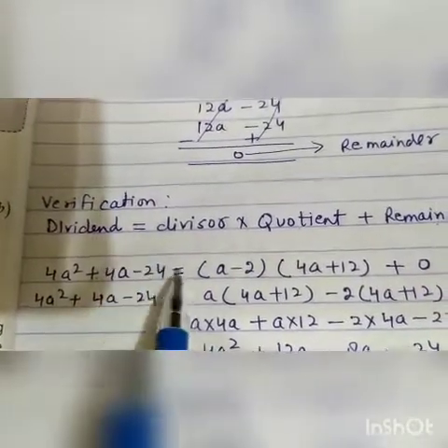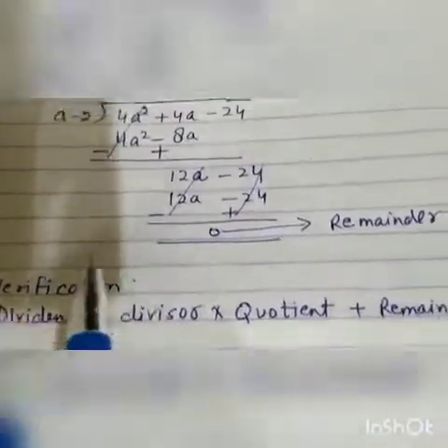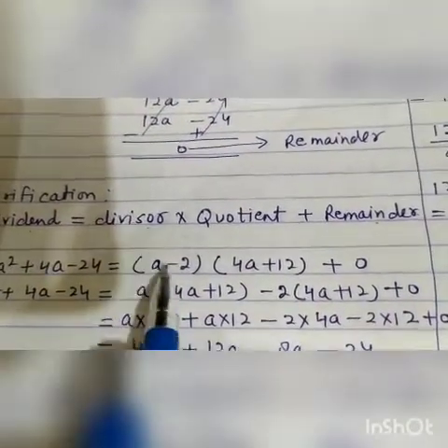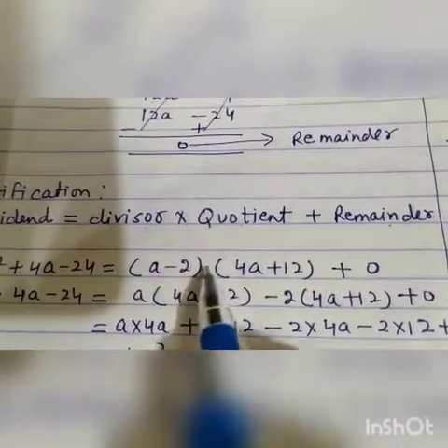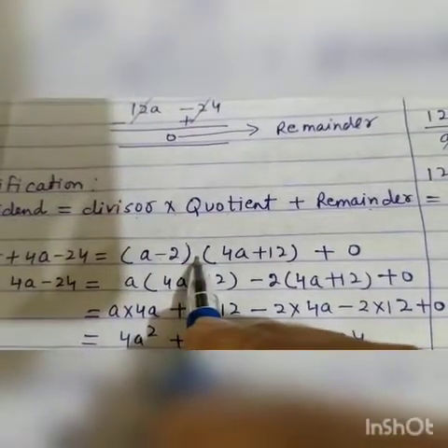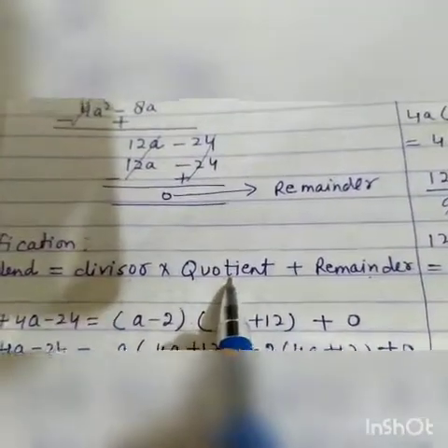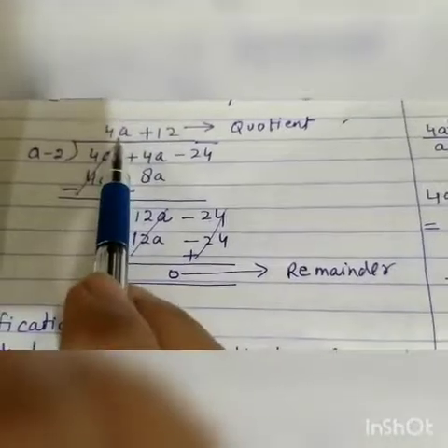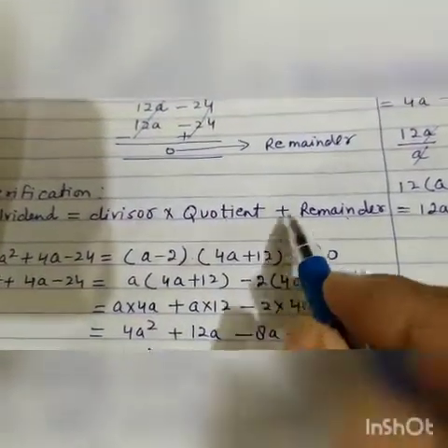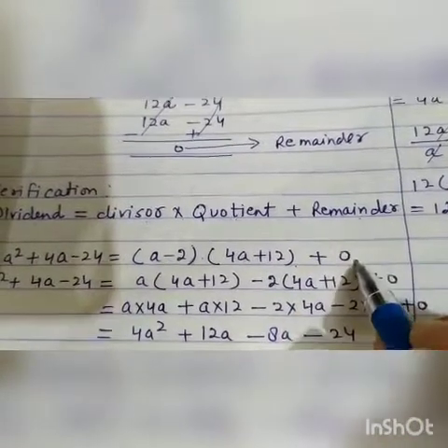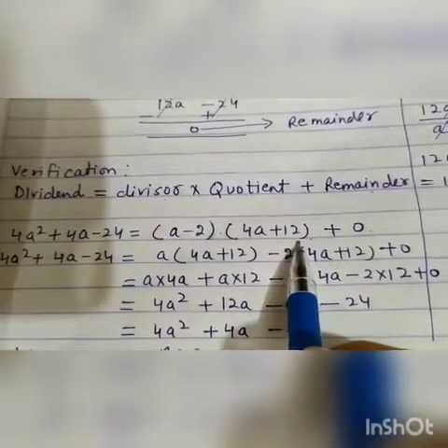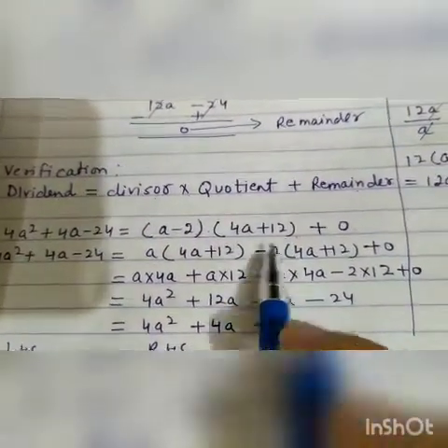Then the equal sign here. Then divisor. What is the divisor? Divisor is a minus 2. In place of this divisor, we will write a minus 2. Then multiply. If there is no sign between these two brackets, it will be considered as multiply. And what is the quotient? Quotient means answer. What answer have we got? We have got 4a plus 12, plus what is the remainder? Remainder is 0. Now we will multiply these two brackets as we already did.